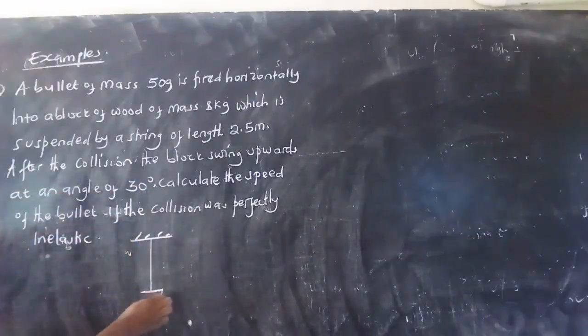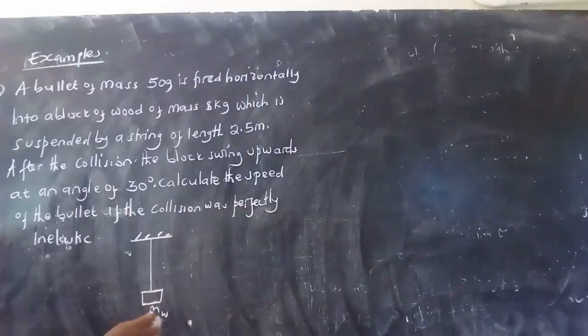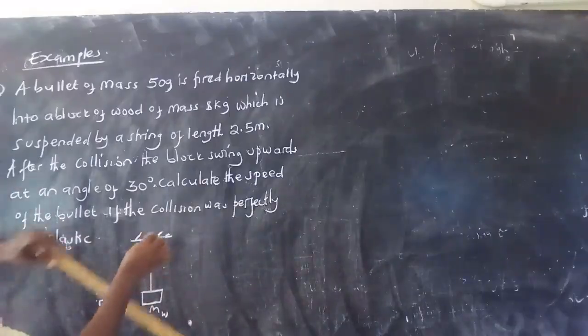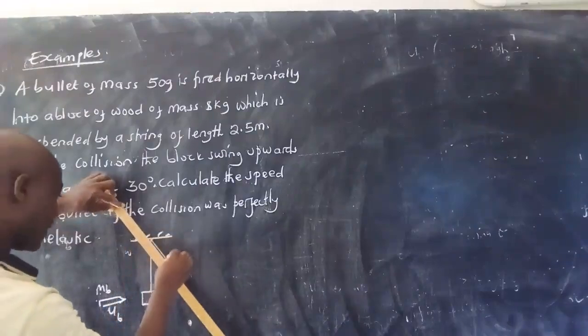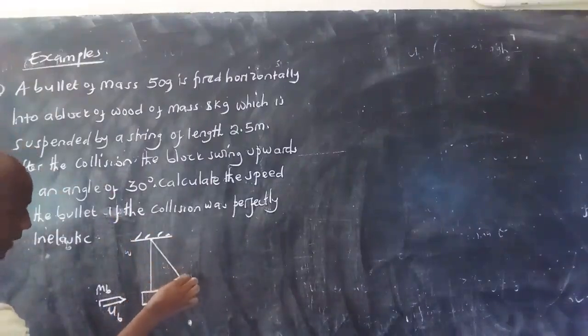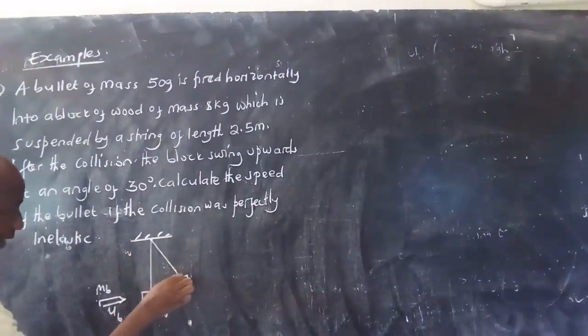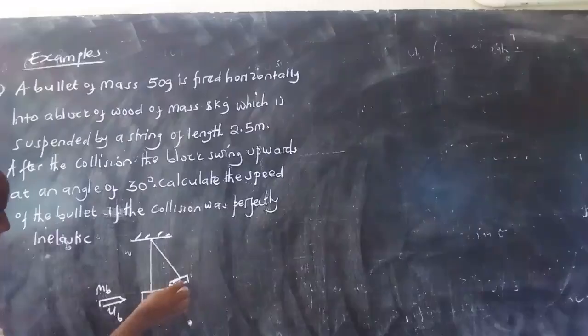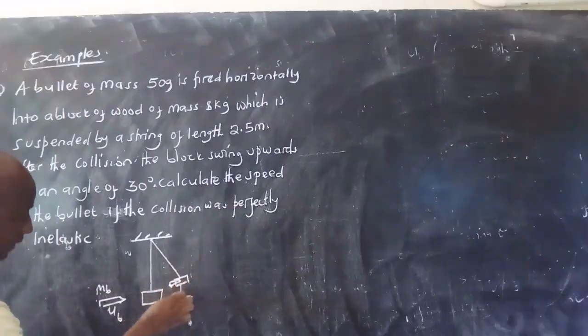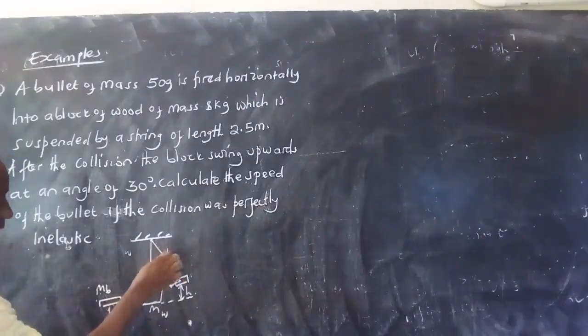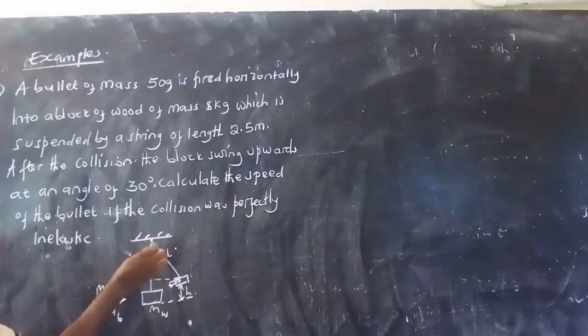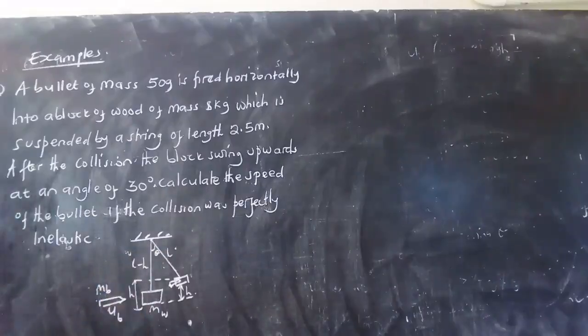So this is a block of wood, so that's the mass of the wood. The bullet is here, fired from a short range: mass of the bullet, speed of the bullet. Then after collision, this one swings through an angle 30. The bullet gets inside. And this is height h. We say this is length L, and this will be L minus h. This is the theta. This is h from here to here.